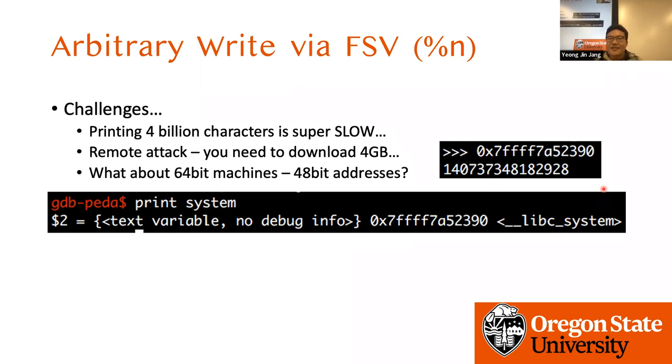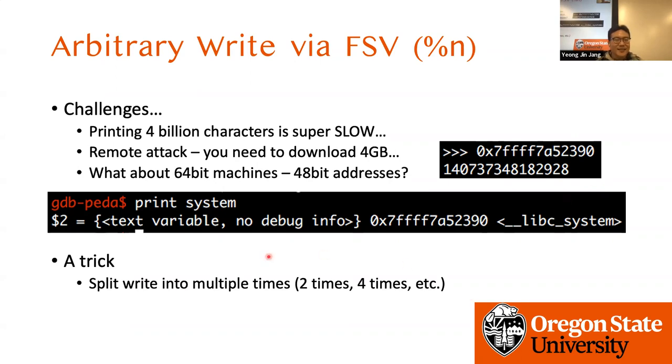So the trick is, Milan asked how we can write a small number of bytes. We will use that trick to overwrite the value. We can split the write, maybe 1 byte at a time or 2 bytes at a time. I prefer writing 2 bytes at a time because it reduces the number of times you need to put the argument and address. Also, printing 2 bytes, the maximum number is 64 kilobytes, and printing 64 kilobytes can be finished in less than 1 second.